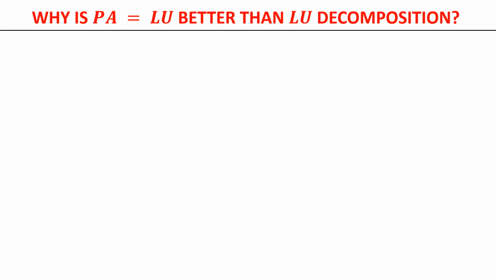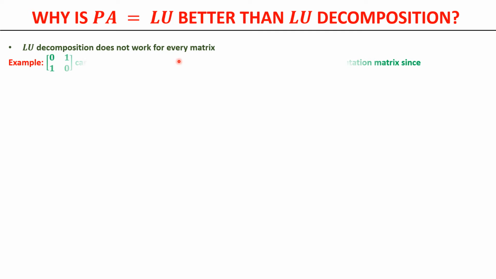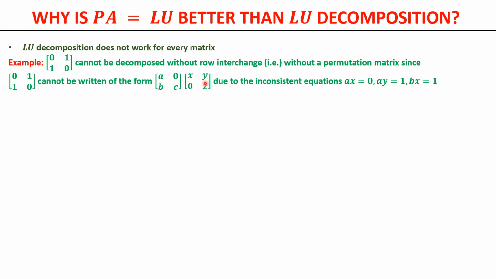Before I proceed with the algorithm of PA equal to LU decomposition, here is a slide which talks about how advantageous PA equal to LU decomposition is when compared to LU decomposition. As we are aware, LU decomposition does not work for every matrix. Now I can give you an example here. Look at this matrix: 0, 1, 1, 0. This cannot be decomposed as a product of two matrices in this manner: a 0, b c multiplied by x y 0 z. So it is a lower triangular multiplied by an upper triangular.